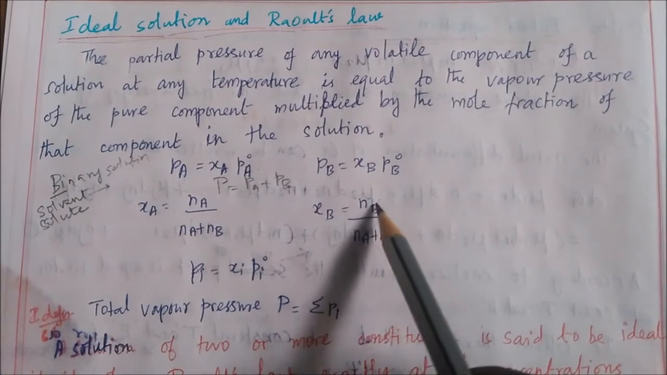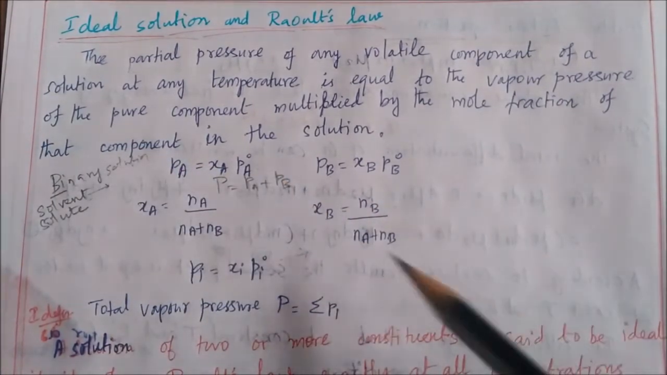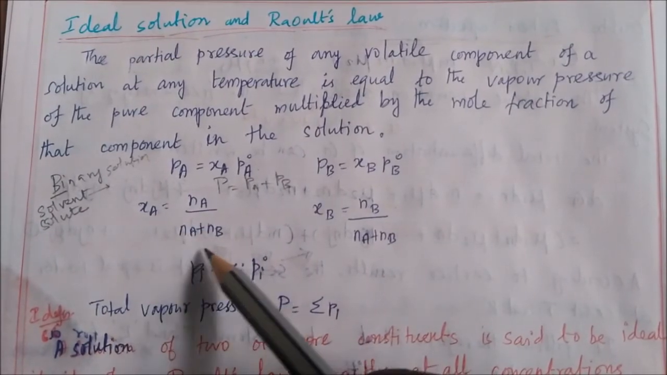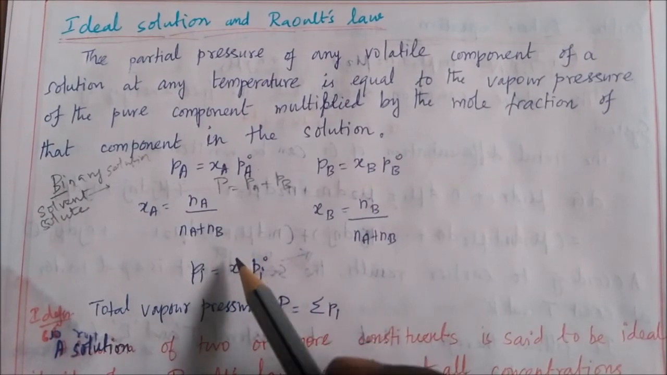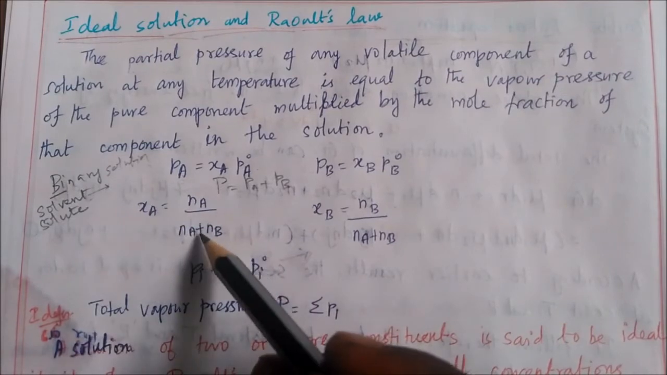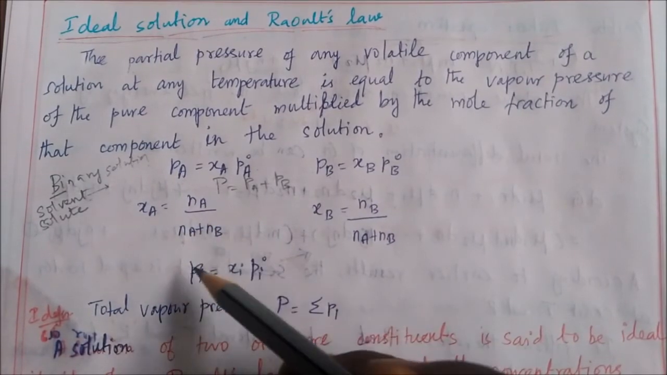Nb is the number of moles of B present in the mixture or the binary solution. So, the number of moles of A divided by Na plus Nb. We can collectively say this Na plus Nb is the total number of moles, since the binary solution is made up of only the moles of A and the moles of B, we can get the total number of moles.